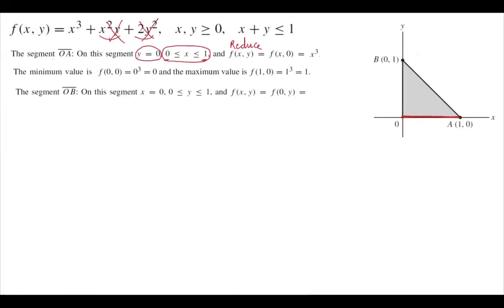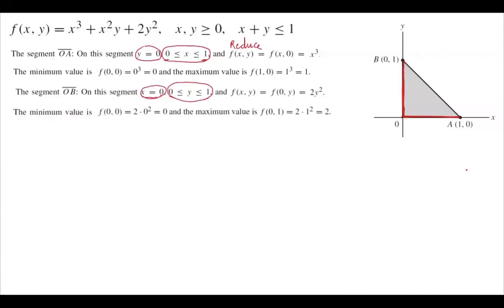On the second line segment, OB, from 0, the origin, to B, as you can see, your x is equal to 0. So x is equal to 0, y is bounded between 0 and 1. And if you reduce the function by setting every x equal to 0, now we are going back to the original function, everyone. It's all about the original function. F of x and y becomes 2y squared. And you have a parabola now. For this parabola, the minimum value is 0, and the maximum value is equal to 2.